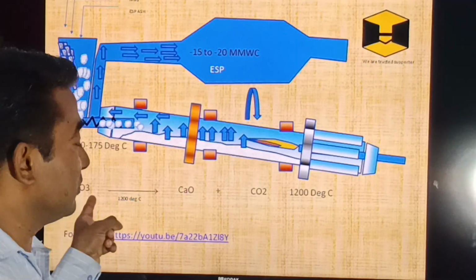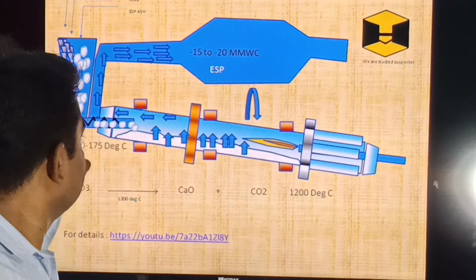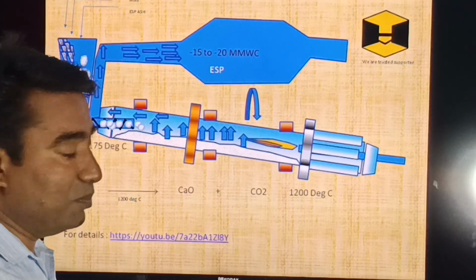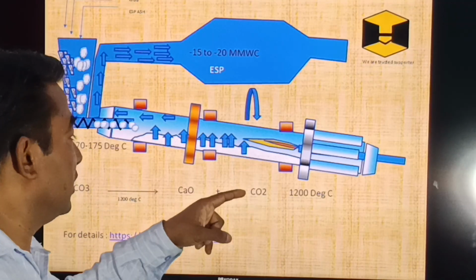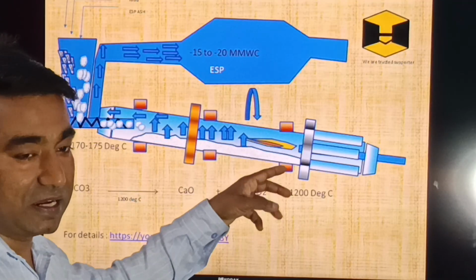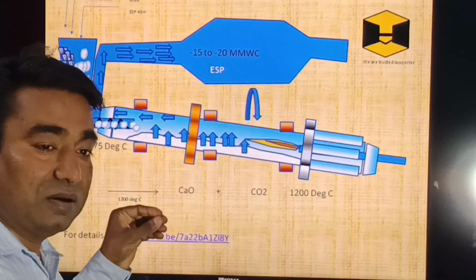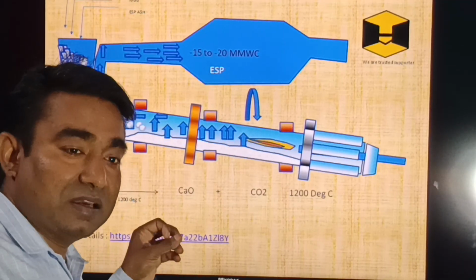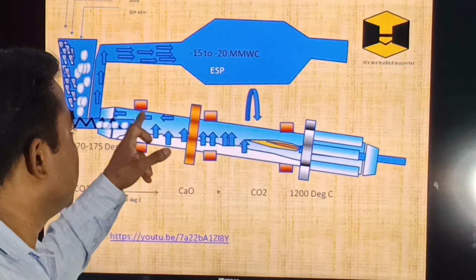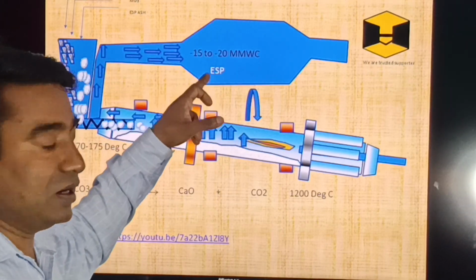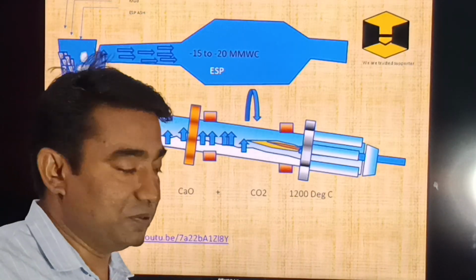So if you see, calcium carbonate is decomposing to calcium oxide and CO2 at 1200 degrees centigrade. The raw material, limestone and lime mud, is fed from the feed end and discharged from the discharge end by the action of the heat. This heat can be a combination of furnace oil plus producer gas, or methane, PNG, LPG, and by the decomposition the CO2 is being swept to the ESP, and the draft is usually minus 15 to minus 20 mmWC.